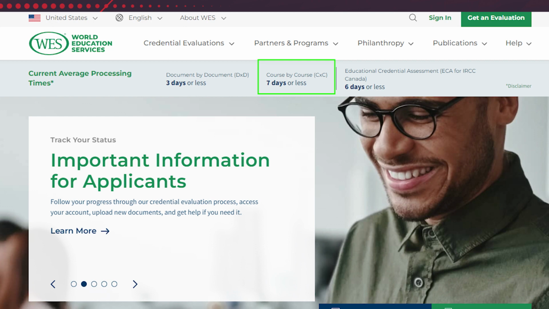There are a few different types. I know that another option that some students try is a document-by-document evaluation. That's not what we're looking for. We need a course-by-course evaluation. The reason for this is because we are looking to offer you transfer credit.